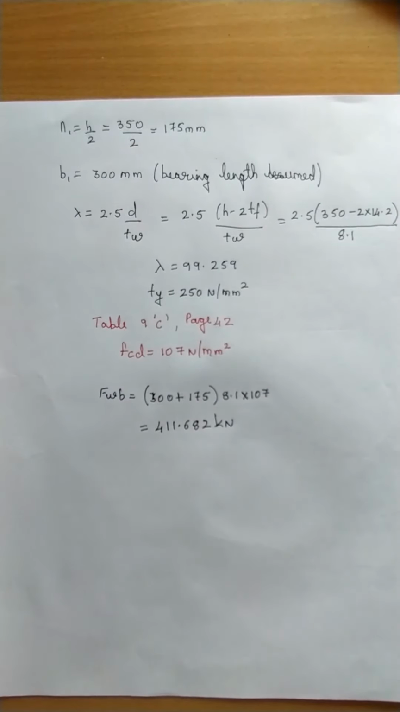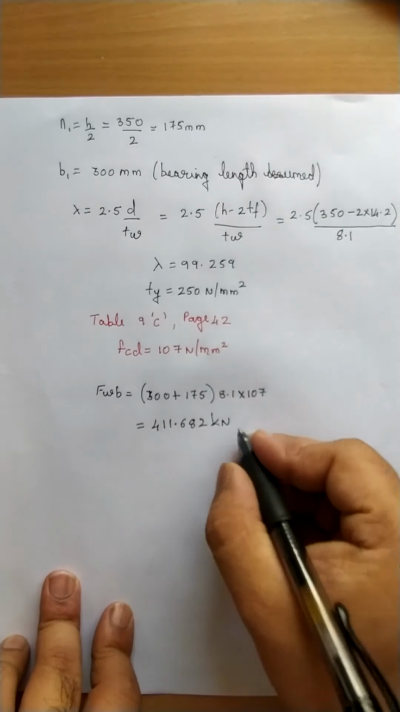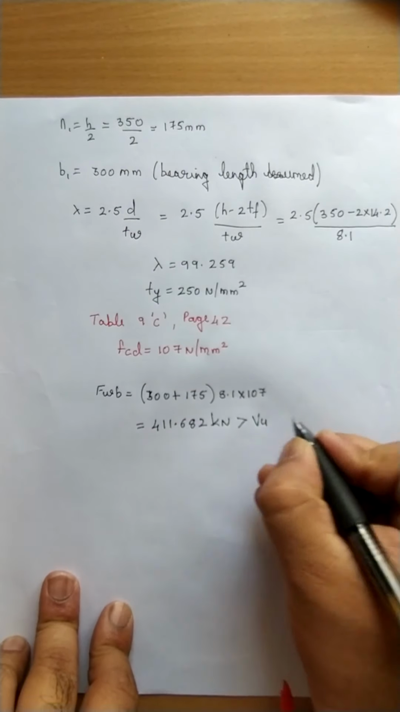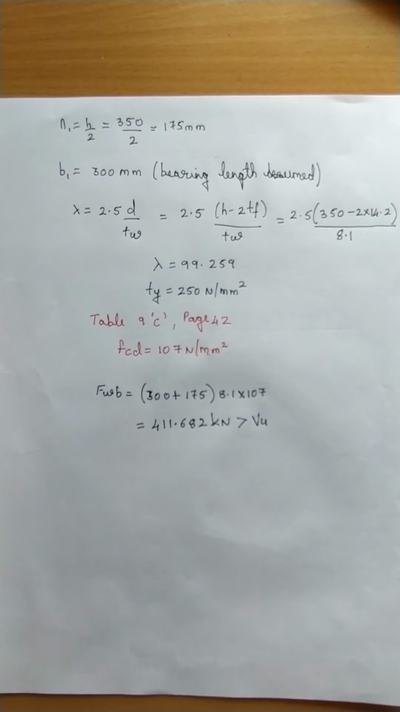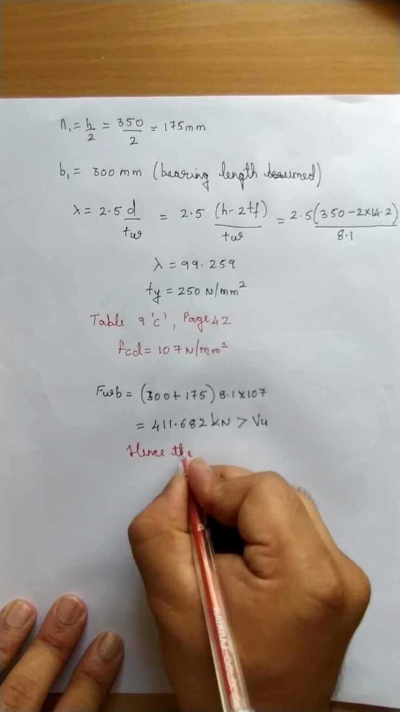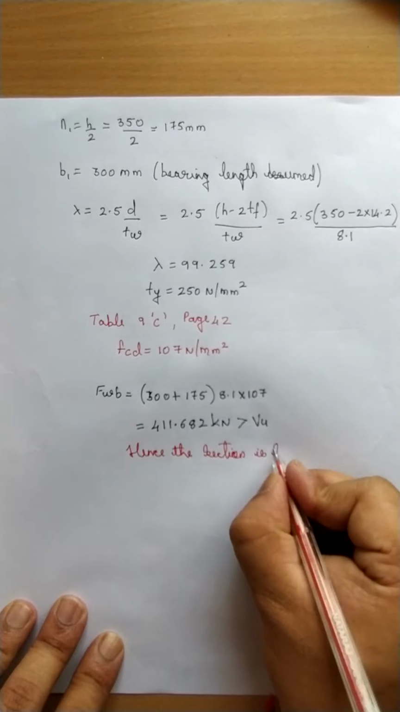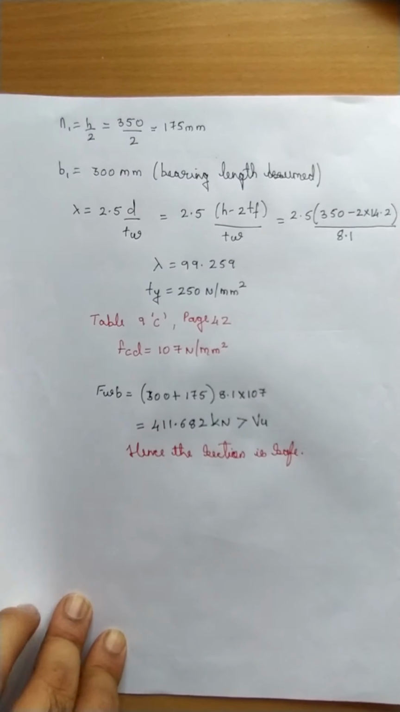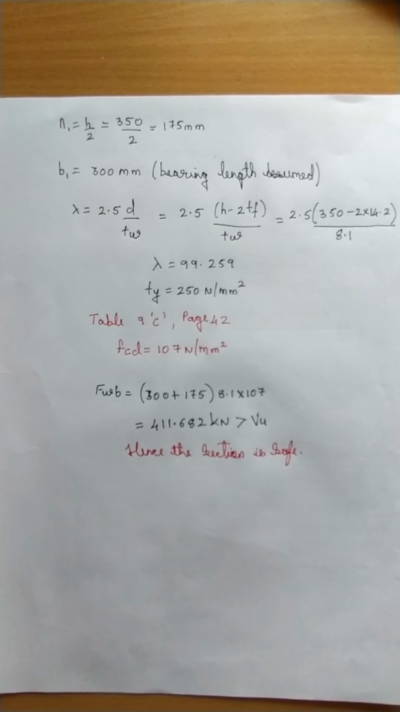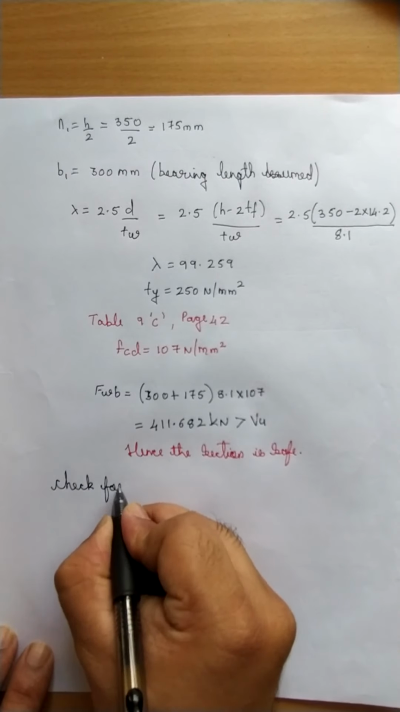So just check the calculated shear force. The calculated shear force VU is 133. So obviously this value is greater than VU. Hence the section is safe. So this completes the check for web buckling. Now we'll go for the last step, that is check for web crippling.